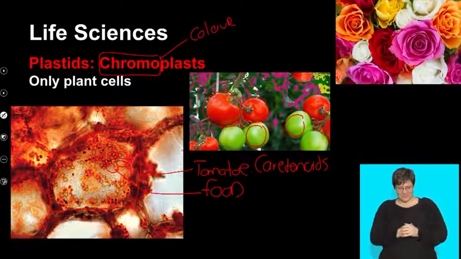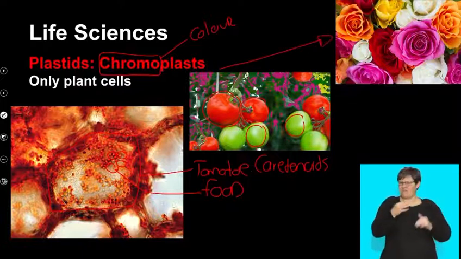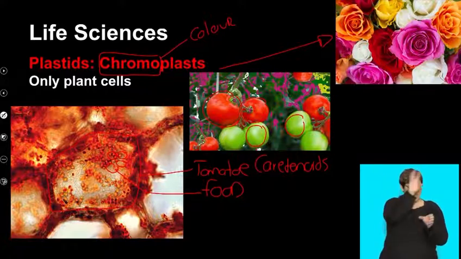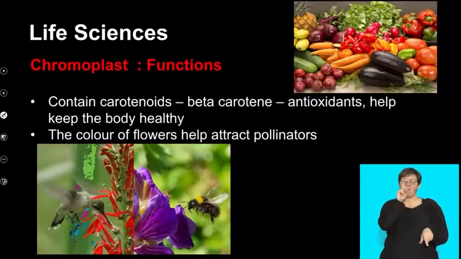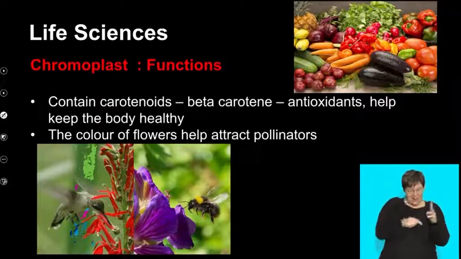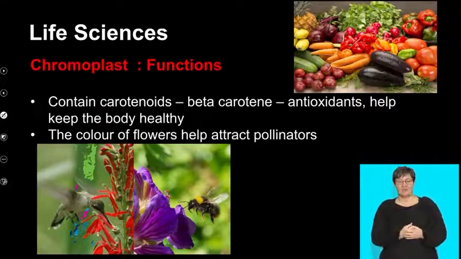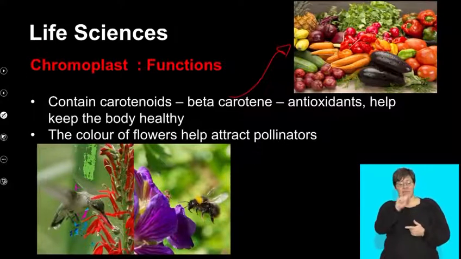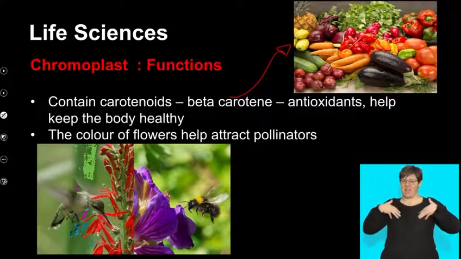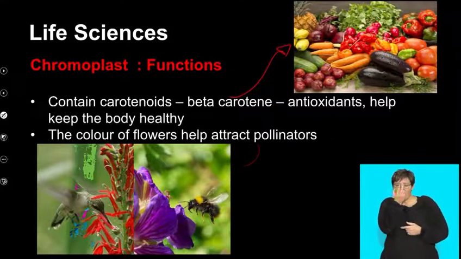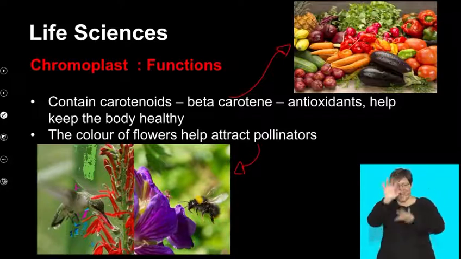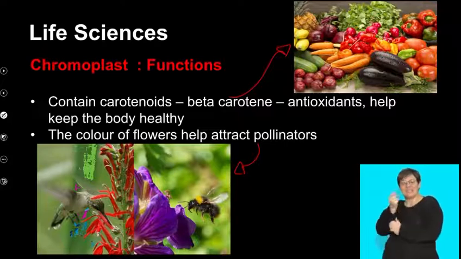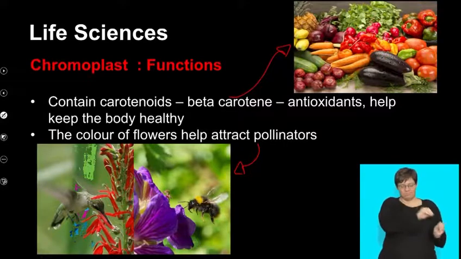Now, what else do plants need color for? They need colors for their flowers. Because what do the flowers need to do? The flowers need to attract pollinators. So when we look at the whole concept, these colors, as I said, lovely colors. There's this vitamin A called beta carotene, which actually keeps us healthy. And then the flowers are all beautiful and colorful because they attract these pollinators, the insects, and that is how pollination is going to occur.